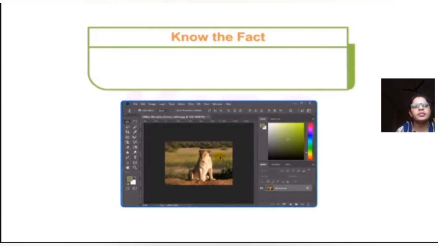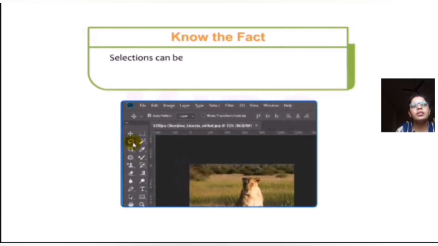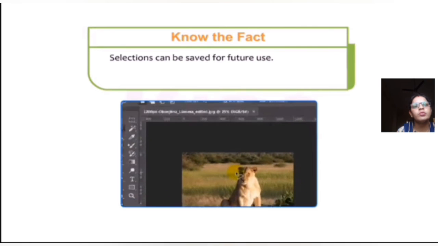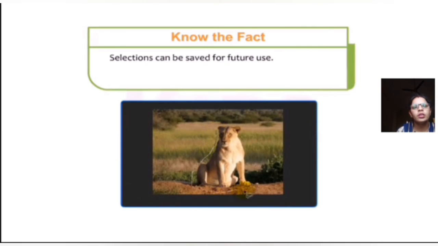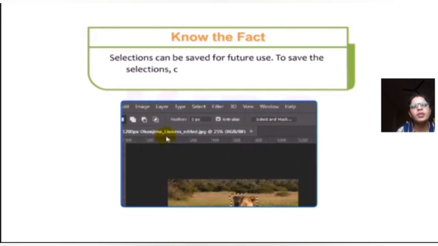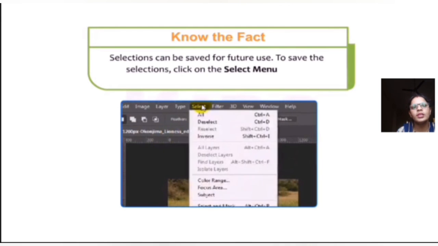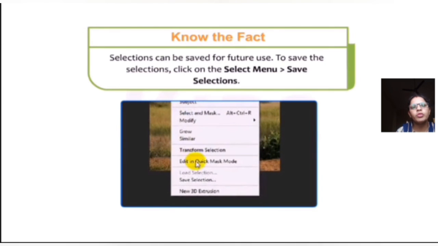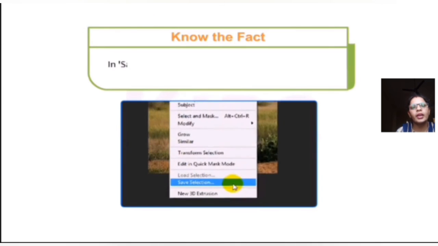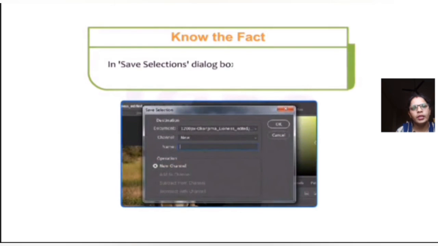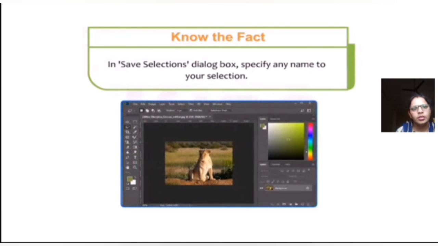Now the facts. Selection can be saved for future use. To save the selection, click on the select menu, save option, then save selection option. A dialog box will appear. Specify any name for your selection. You give the name of your selection.